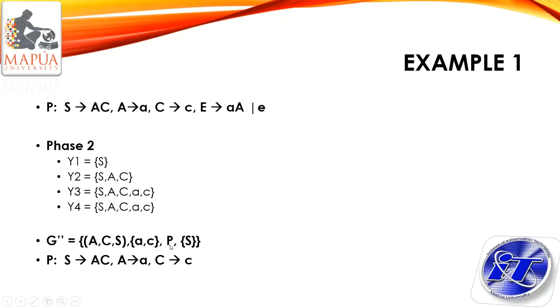Okay. And P, our production rule. This is the production rule. And the start state, which is S, or start symbol rather. So what is the production rule? S implies AC, then A implies A, and C implies C. Okay, so as you can see, we removed the non-terminal symbol B and non-terminal symbol E. So we have a reduced CFG.